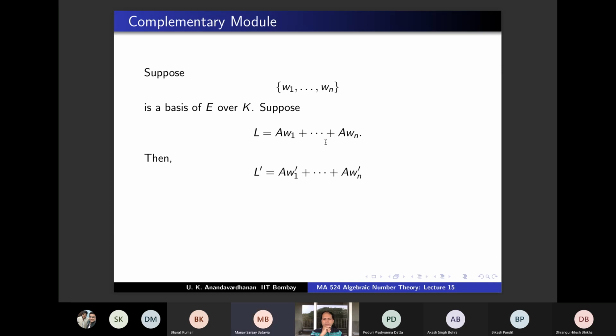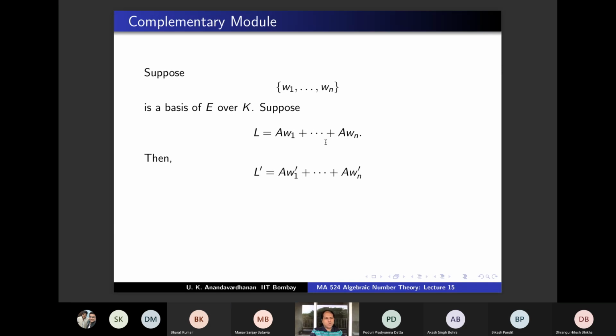Trace of Wi will be in K, no? Then it cannot be a basis of E over K. It will be in K, it need not be in A, and it need not be in B. So that cannot be a basis. Wi prime are also a basis of E.